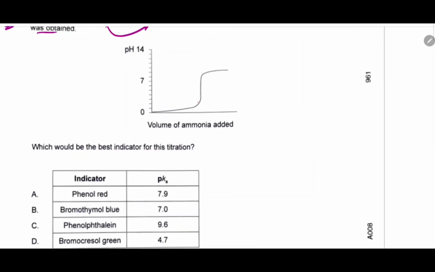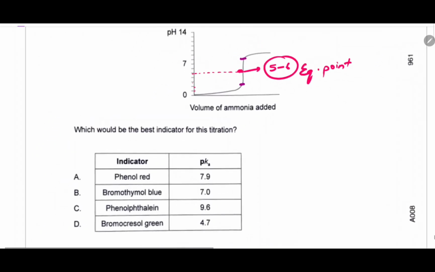The equivalence point we can see starts from about here and goes to here. This is the equivalence point range. If I mark half of this equivalence point range, it will be around this point, which comes to be between 5 and 6. The equivalence point of this graph lies between around 5 and 6. This is what I can read from this graph.